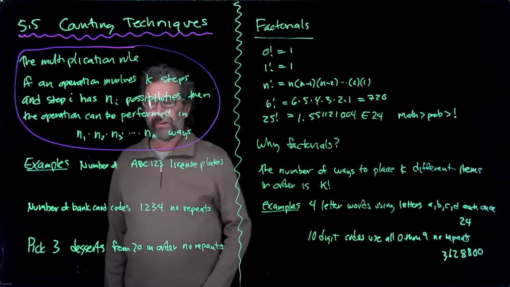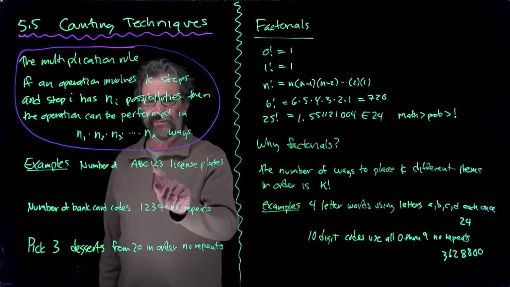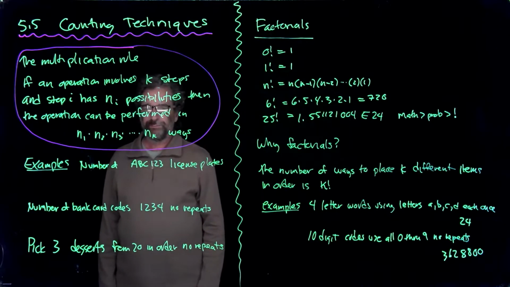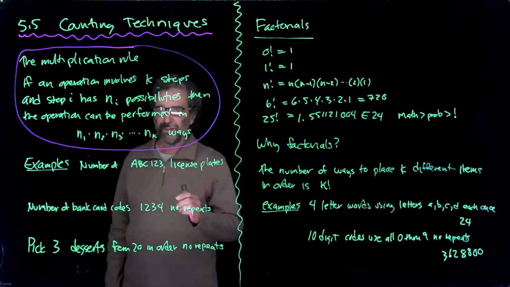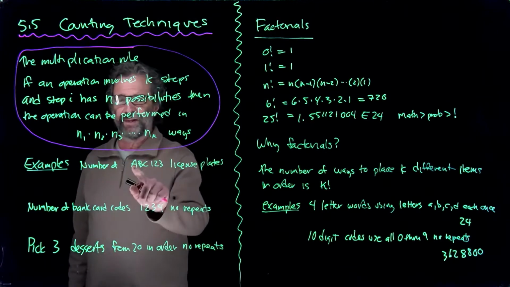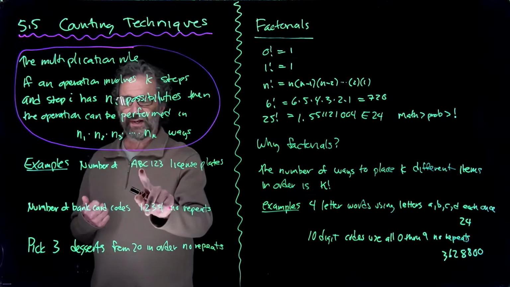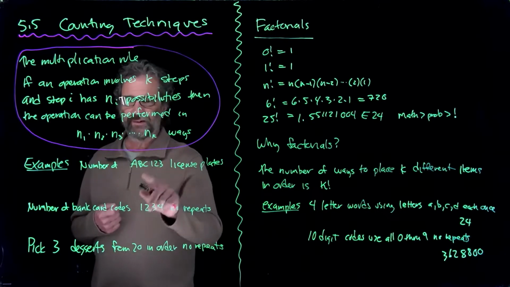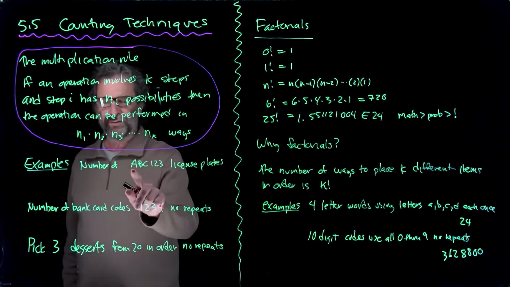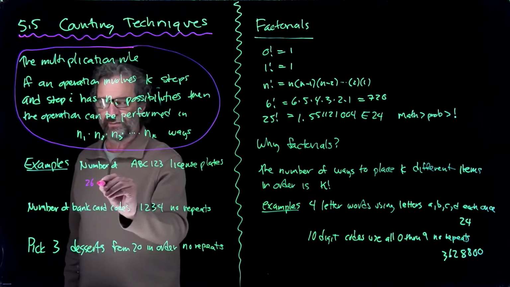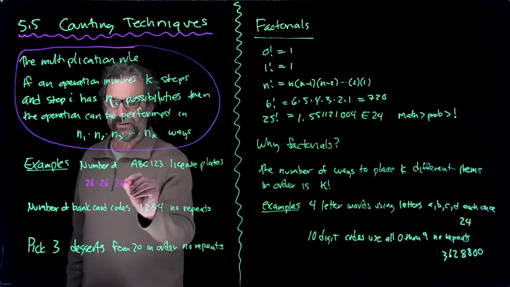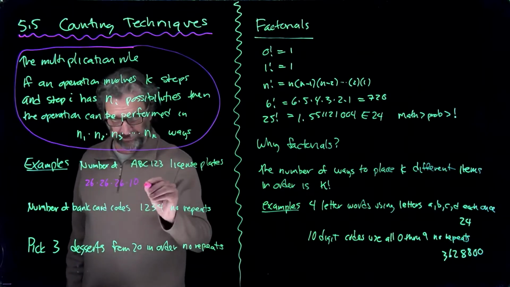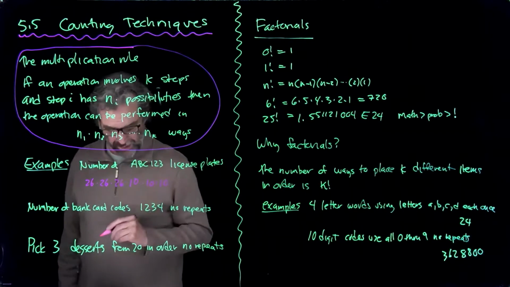So here's an example. You've got license plates that have letter, letter, letter, number, number, number. And you want to count how many license plates you can make. We'll think of the steps this way. Pick a first letter, step 1. Pick a second letter, step 2. Pick a third letter, step 3. Then number, step 4. Number, step 5. Number, step 6. And then we count the number of ways you can do that. There's 26 letters you could choose, 26 letters, 26 letters. And then digits, 0 through 9. There's 10 ways, 10 ways, 10 ways.